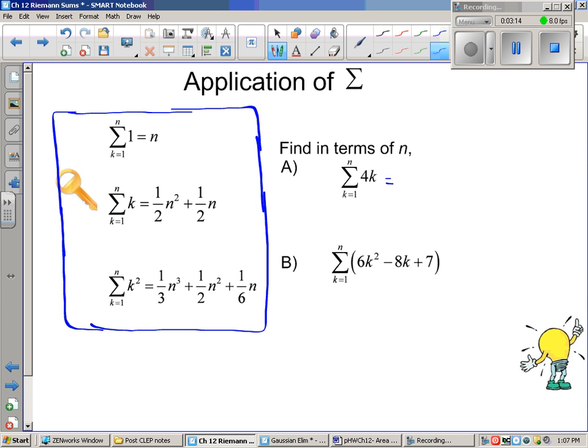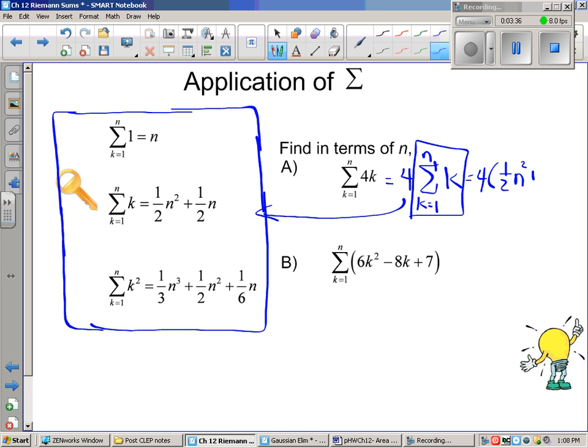The first thing I want you to remember from your homework and the quizzes that we've done is the fact that we have learned that this is the same thing as putting the 4 in front. And by doing that, now we can say, oh, that summation of k is right there. So what I'm going to do then is replace that with 1 half n squared plus 1 half n, giving me 2n squared plus 2n. And that's the answer that I was looking for.